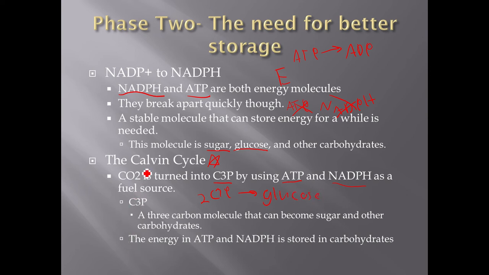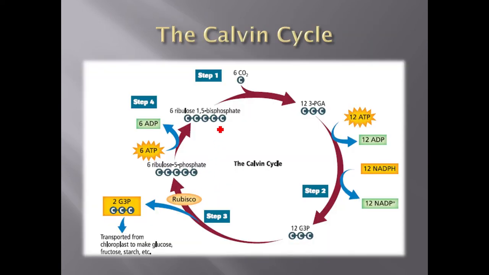So the whole purpose of the Calvin cycle, guys, is to create a molecule called C3P. The Calvin cycle is powered by NADPH and ATP. So let's take a look. This here is a diagram, guys, of the Calvin cycle. What happens is that you get 6 molecules of carbon dioxide. You then convert that into a molecule called PGA3.